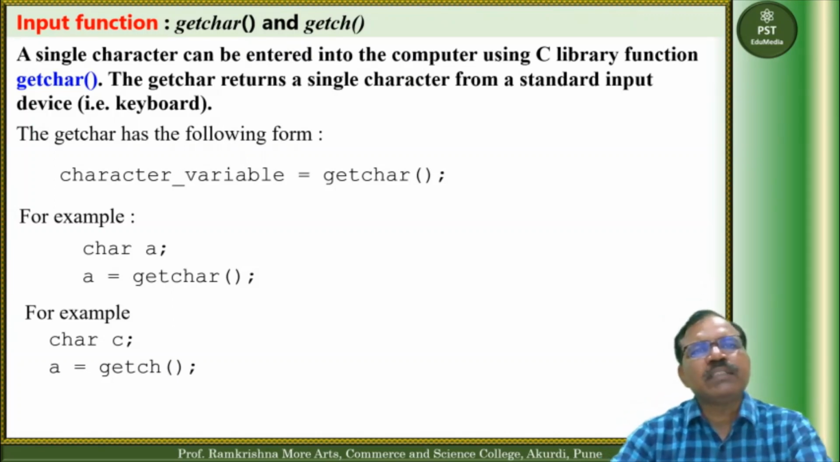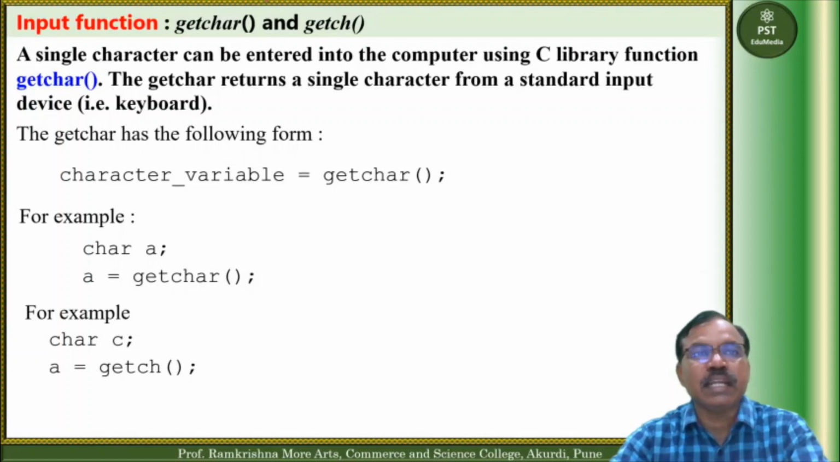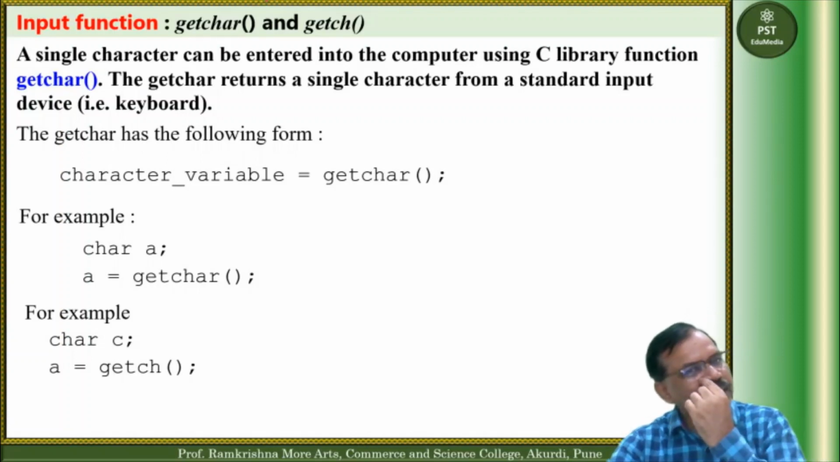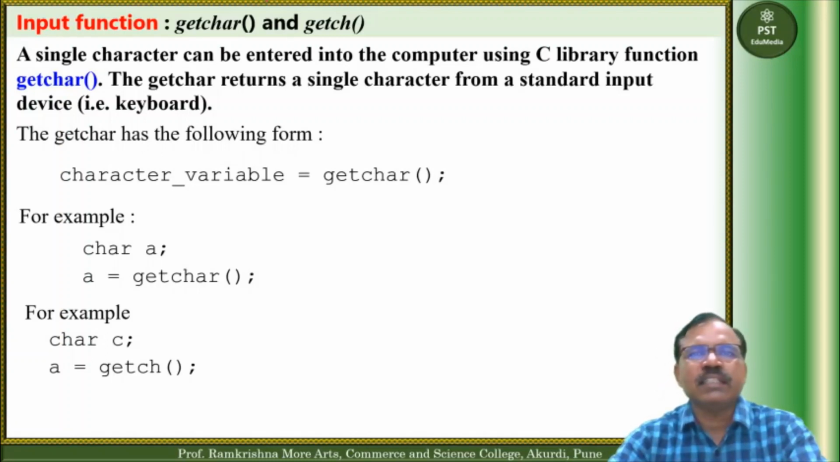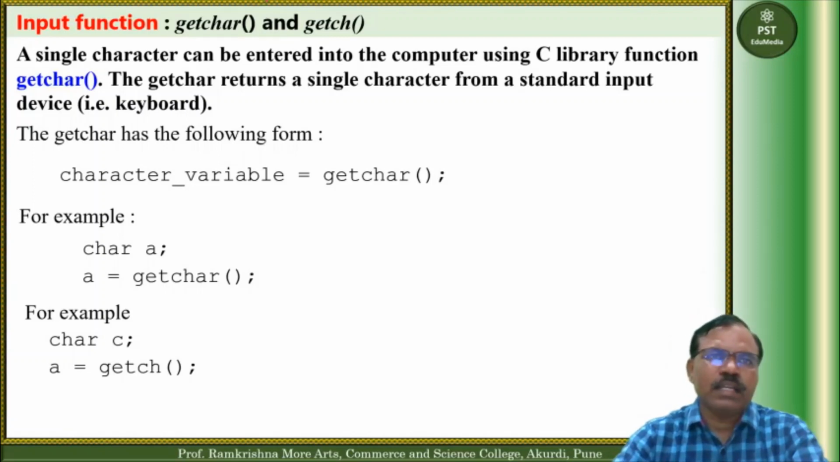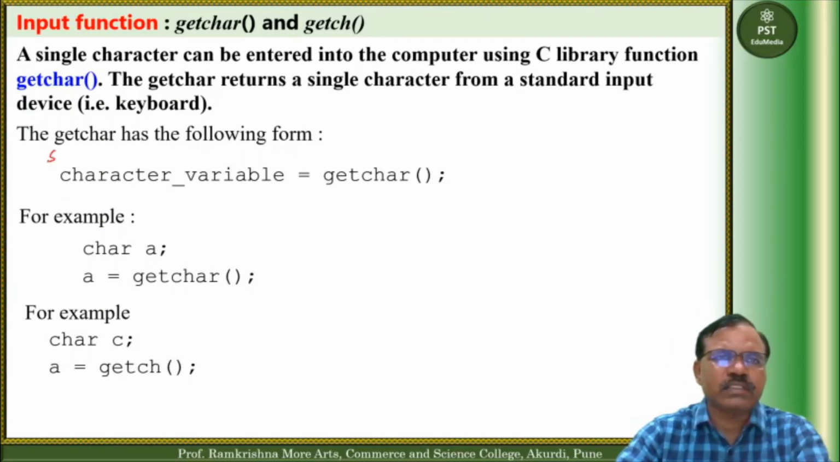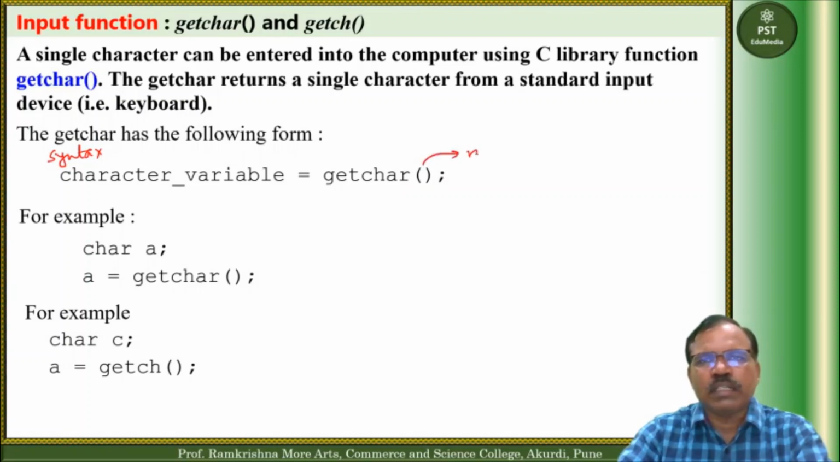Now the next input function is getchar, or getch. A single character can be entered into the computer using the C library function getchar. This function is used to enter a single character. The getchar returns a single character from the standard input device, that is the keyboard. And the general syntax is: character_variable = getchar(); and here there is no argument.